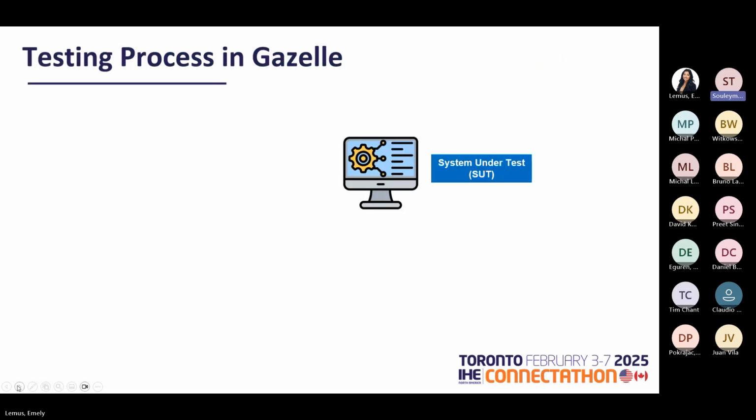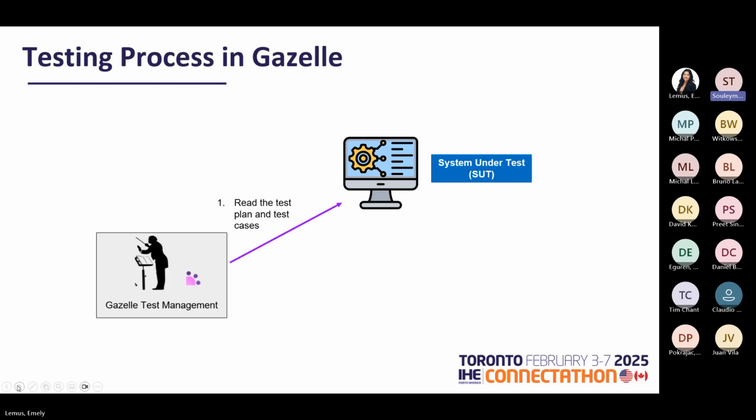On this slide, I will give you a quick overview of the testing process in Gazelle during the preparatory stage and the testing process during the event itself. In this example, you have a system under test. The first thing to do during the preparatory stage, because during the registration you register your system and your actors, profiles, and options you would like to test or implement before the event.